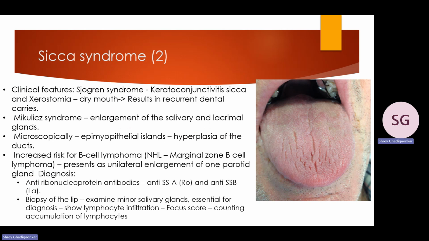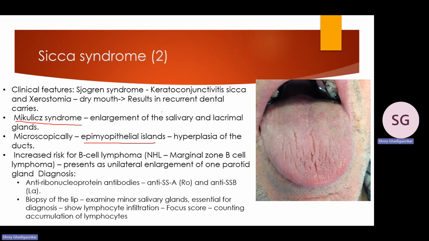So regarding the clinical features, apart from xerostomia, which is dry mouth, you can also have keratoconjunctivitis sicca, which is basically dry eyes. You have something known as Mikulicz syndrome, which is the enlargement of the salivary and lacrimal glands. And microscopically, you have epimyoepithelial islands, which basically consist of epithelial cells and myoepithelial cells. And also you have hyperplasia of the ducts.